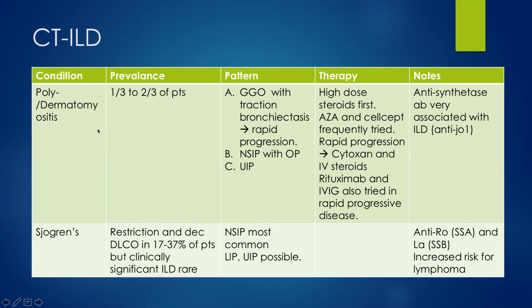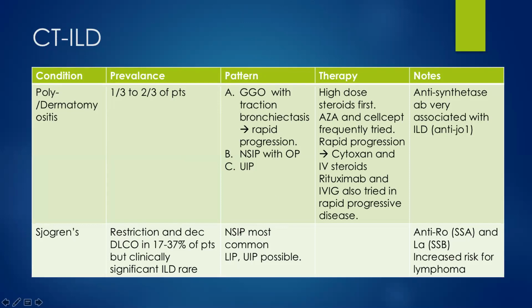Let's see, dermatomyositis. One-third to two-thirds of patients will have lung involvement. Anti-Jo1 is the antibody that's really well associated with fibrosis. And like I said, these are patients where treating with high doses of steroid, like pulse steroids, a gram for a few days, with some of these other medications usually is what gets tried.